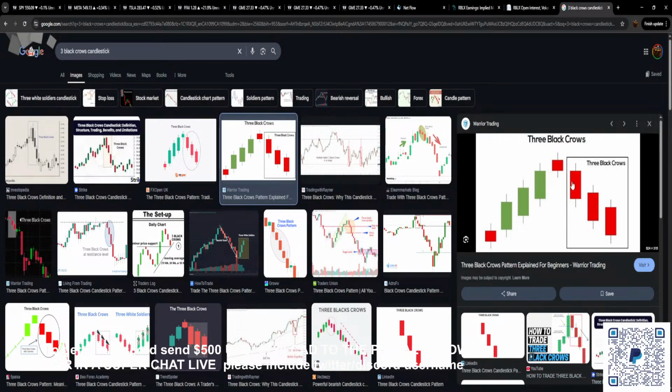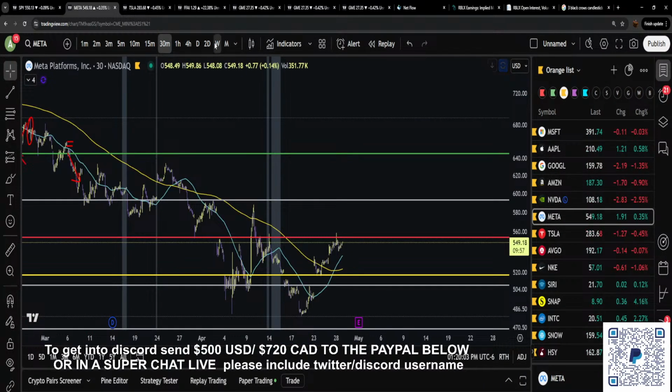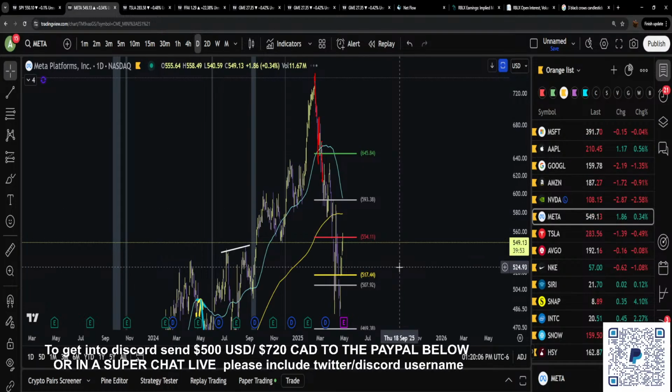Now, with those 3 black crows and the 3 white soldiers, those 2 patterns specifically act as reversals, nothing else. These do not act as continuation. These do not act as a breakout. These are straight up a reversal candlestick formation that typically takes place. So you look for 3 black crows at the top of an uptrend, and you look for 3 white soldiers at the bottom of a downtrend.